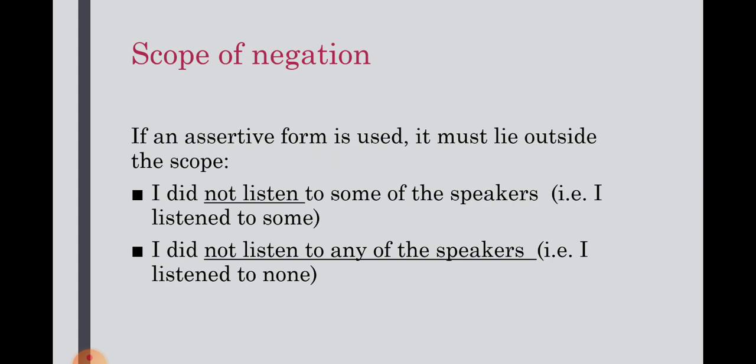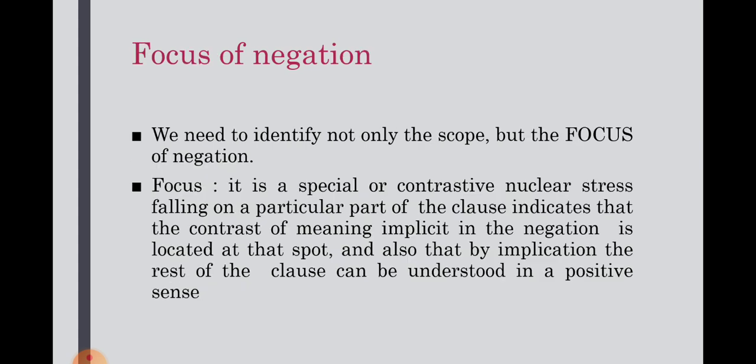So we have the assertive form some. We said that it is outside the scope of negation. So this sentence means I listened to some and I did not listen to some others. While in the second example, I did not listen to any of the speakers. So I negated, I used the non-assertive form any, so it is included within the scope of negation. So this means I listened to none. I did not listen to anyone. This means that I negated the process of listening.